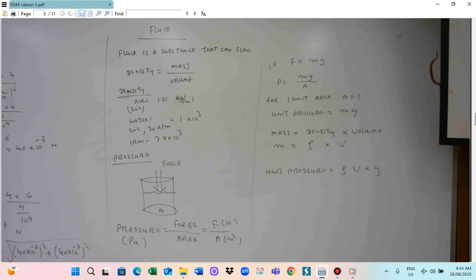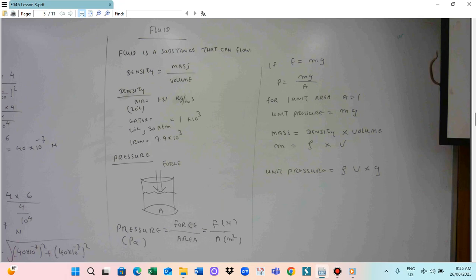So this is the density. The formula to calculate the density is mass divided by the volume. The density of the fluid can be calculated. This is the mass divided by the volume. So in the meantime, you can also see the density.